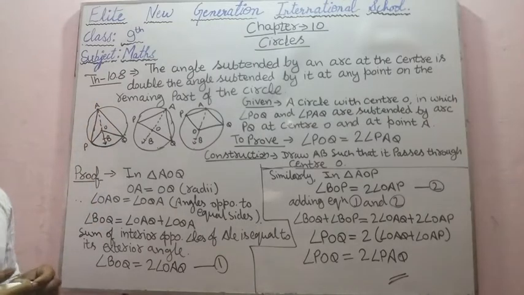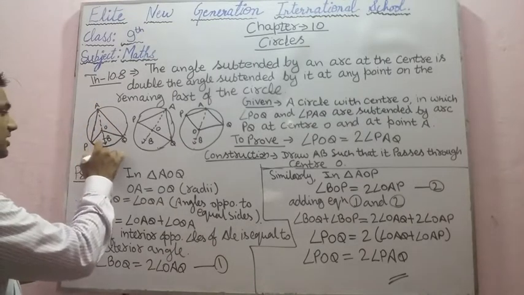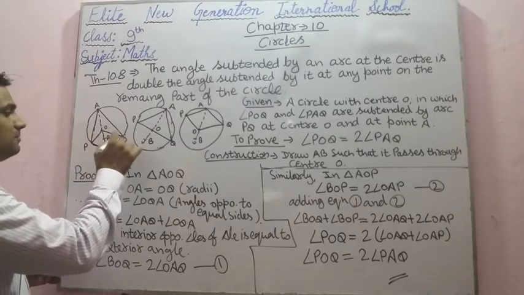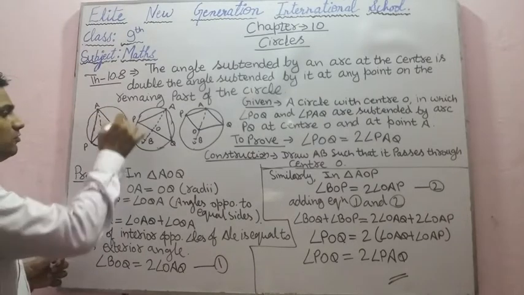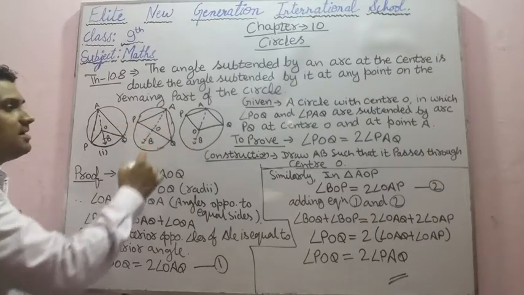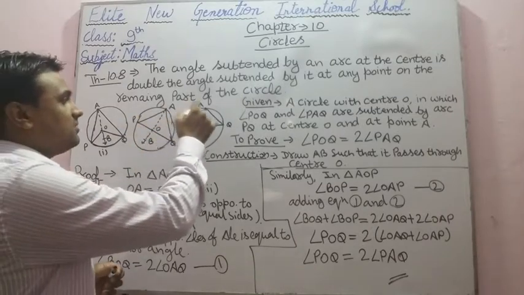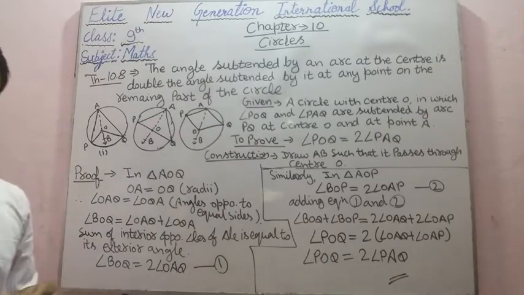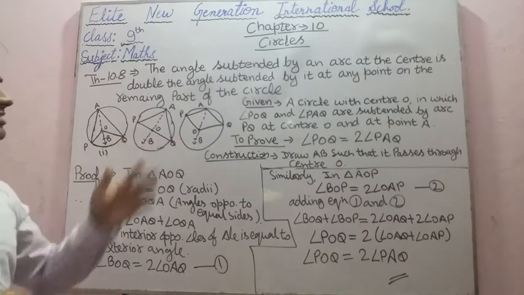Here we will take three cases. In the first case, arc PQ is a major arc. In the second, arc PQ forms a semicircle, and in the third, arc PQ is a minor arc. The proof of all these three cases is the same.